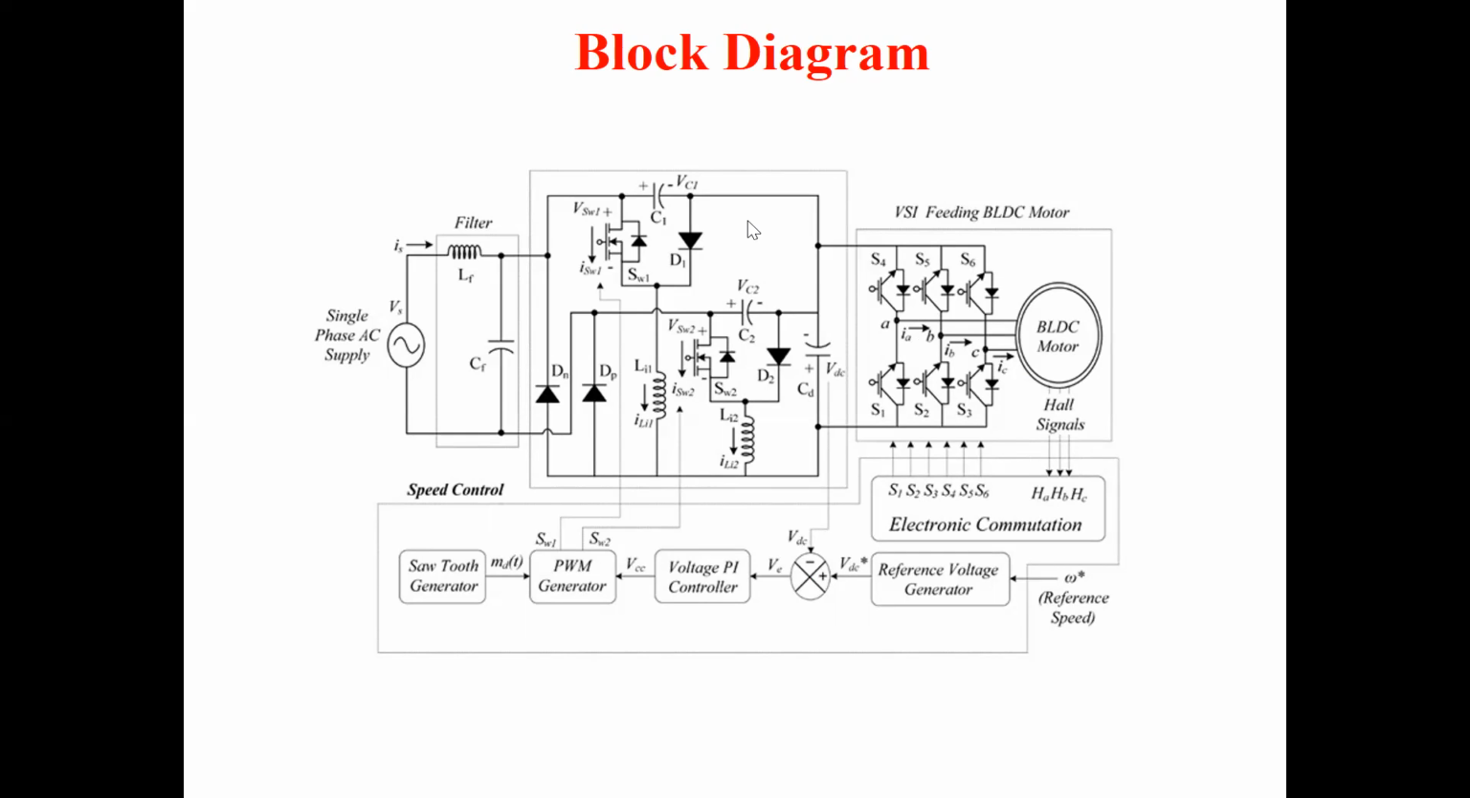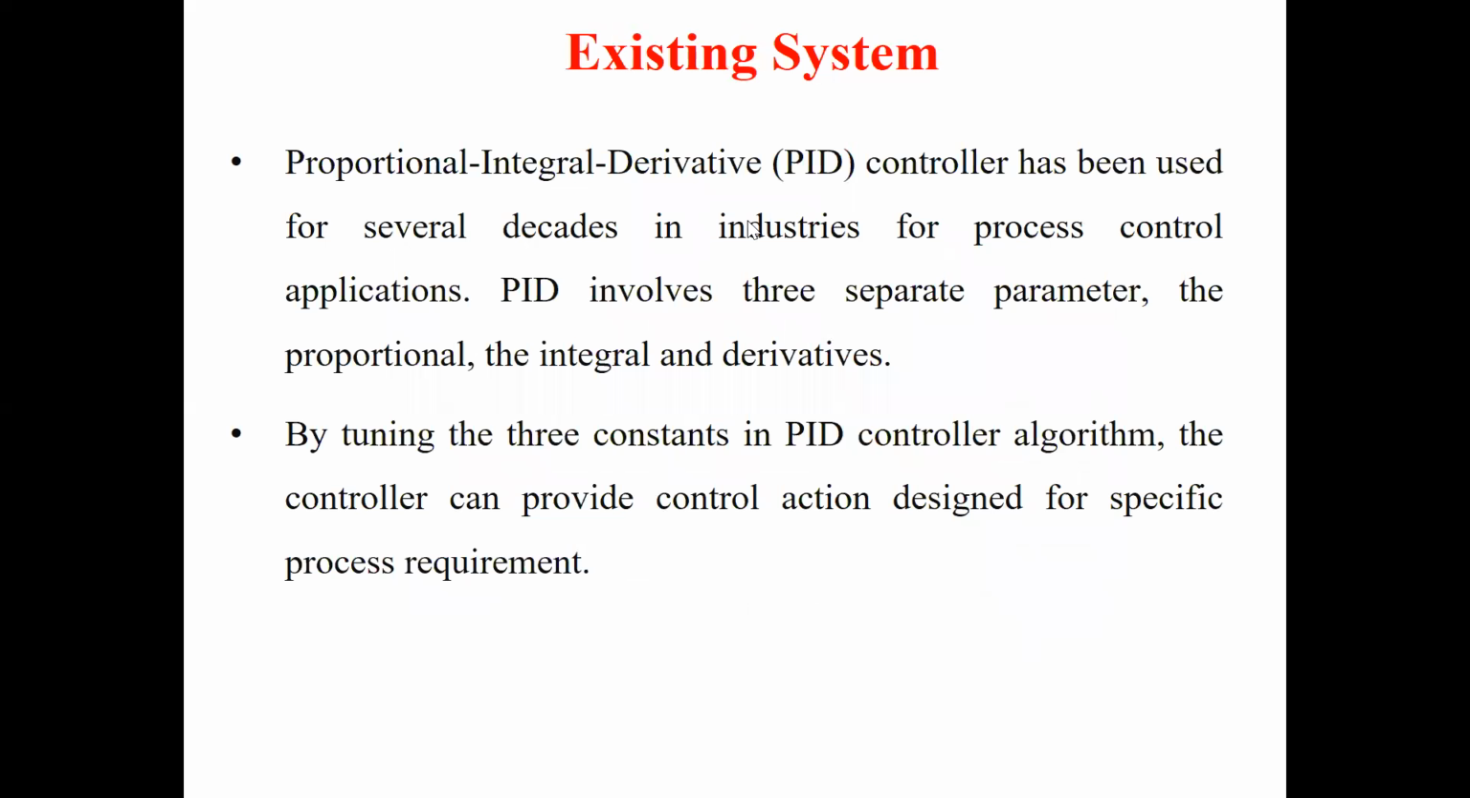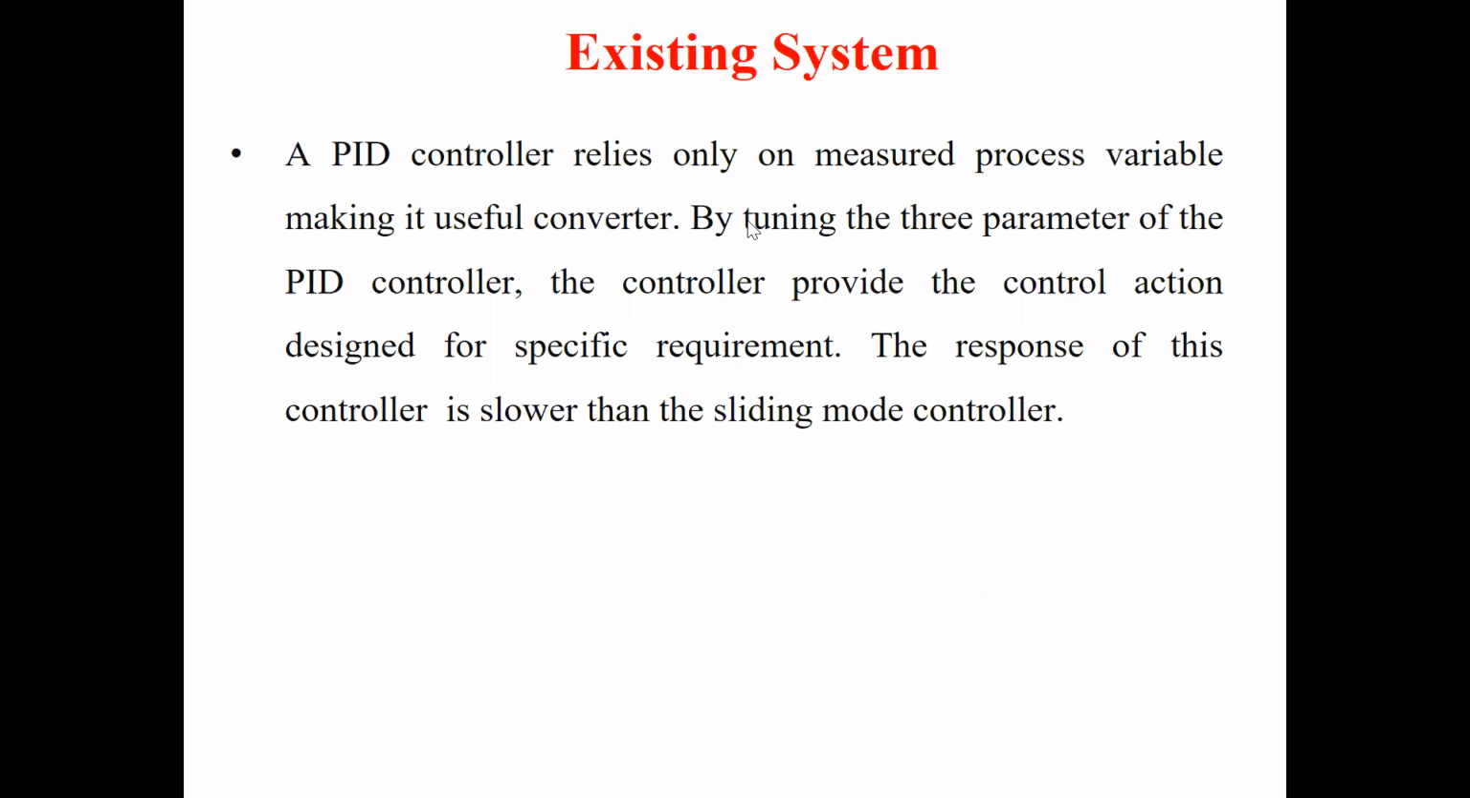So the speed of the machine can also be easily controlled by changing the switching of it. Here you can see the diagram shows a PI voltage controller for the voltage, which we have enhanced with a SMC as well. Fine. So here, these are the existing systems, whatever I told about the PID and controllers.